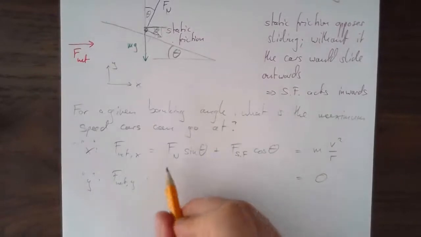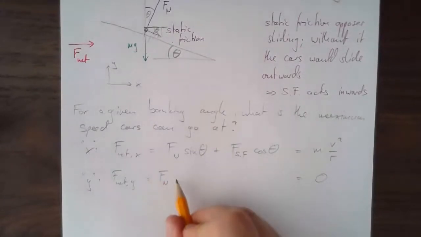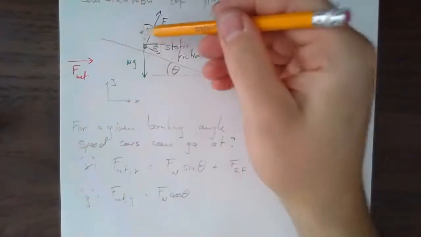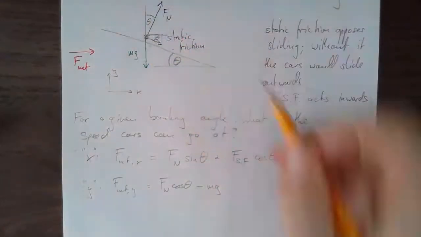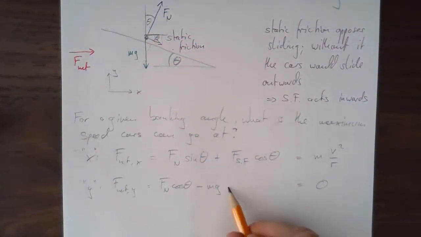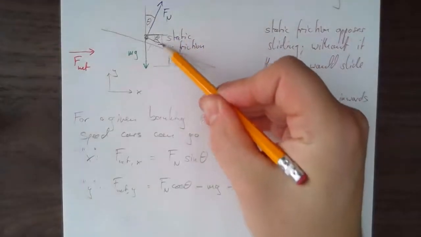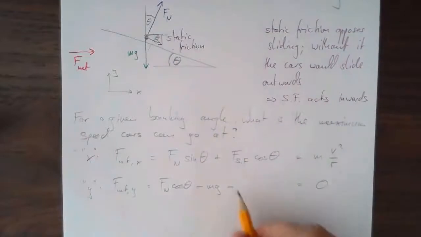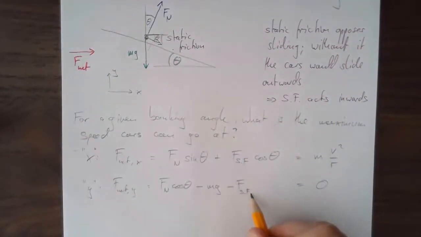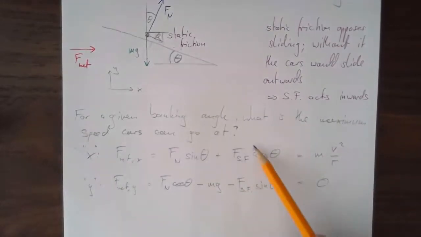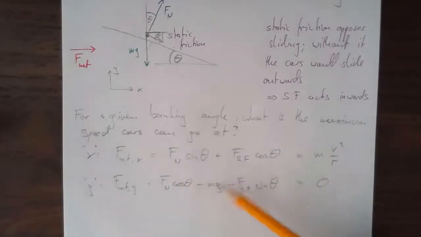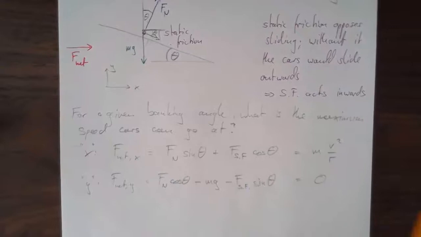No big mystery. So here I have Fn cosine theta, right? That's the vertical component of this one. Then minus mg, it's acting down as a whole, no components here. And then minus the vertical component of the static friction, so that's going to be its strength, Fs, times the sine of theta. Now, one sanity check you can always do here is you should have one cosine, one sine with each force, because you're taking different components. If you have cosine, cosine with the same force, we did something wrong.